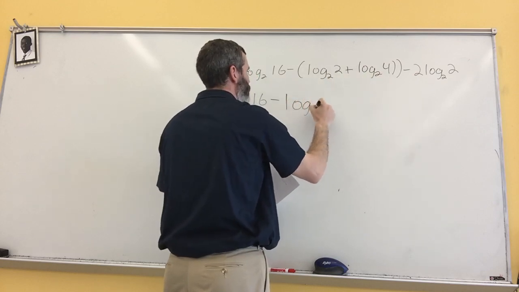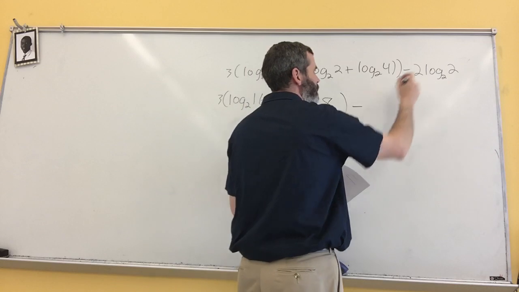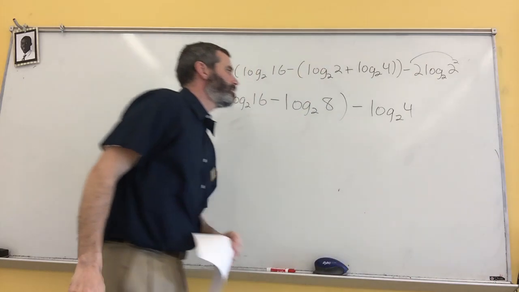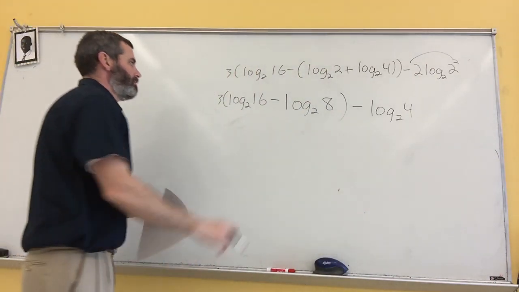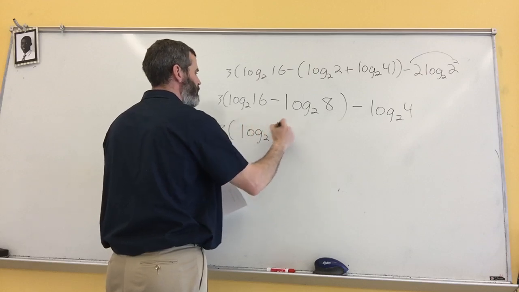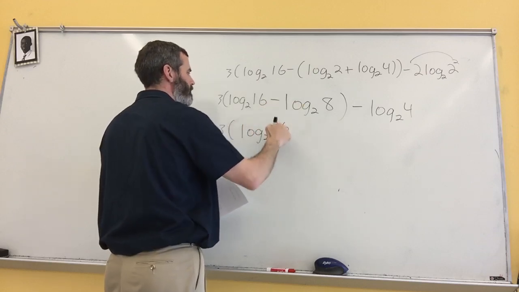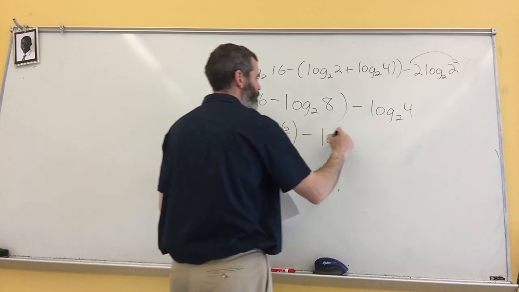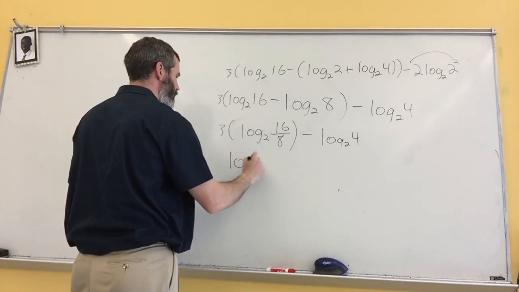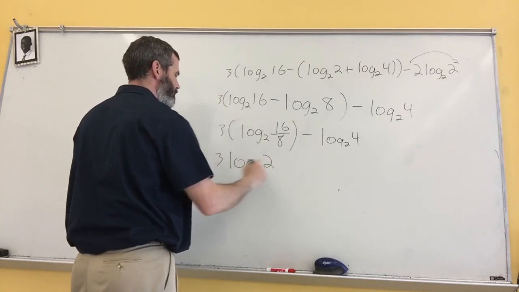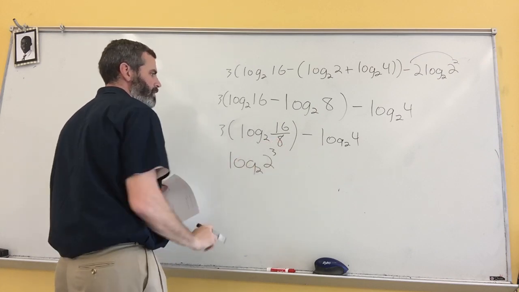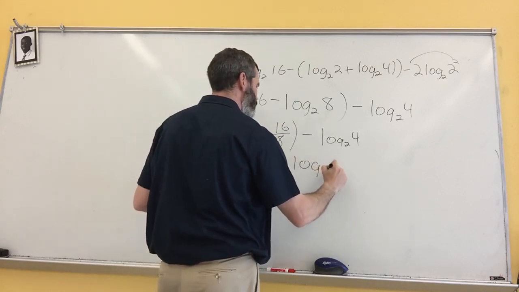So I'm going to get log base 2 of 8 minus power property brings that up. So that's log base 2 of 4. Now quotient property here. It's going to give me log base 2 of 16 over 8. Subtraction here, division here. Minus log base 2 of 4. 16 over 8 is 2. So I'm going to have log base 2 of 2. Power property brings that there. So it becomes cubed minus log base 2 of 4.